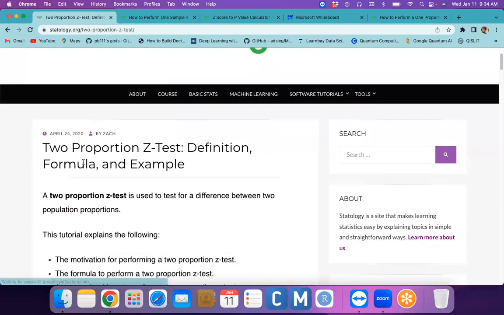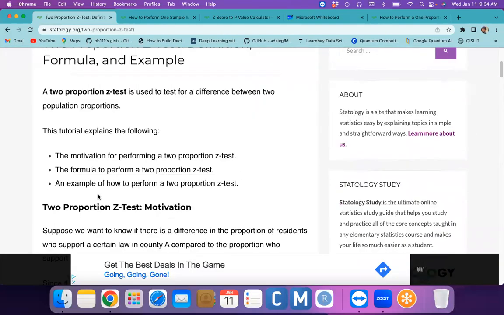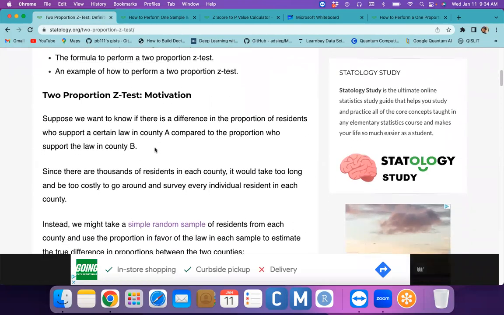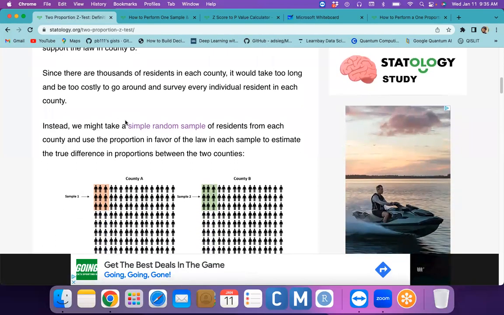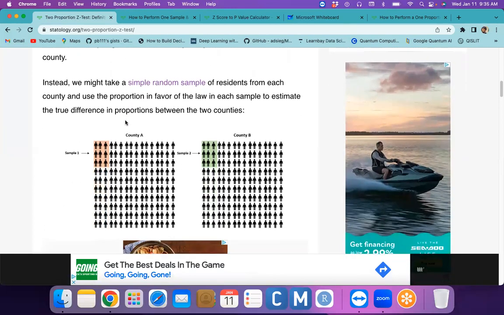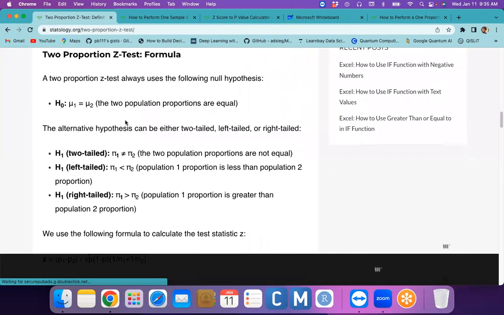So that's another example. Use it to test a difference between two population proportions. Okay, two different countries or two different cities. Suppose we want to know if there is any difference in the proportion of residents who support a certain law in country A compared to the proportion who support the law in country B. Same law introduced in two different countries, and which country is supporting, or whether both countries are supporting or not, we can simply test with the help of the two proportion z-test.